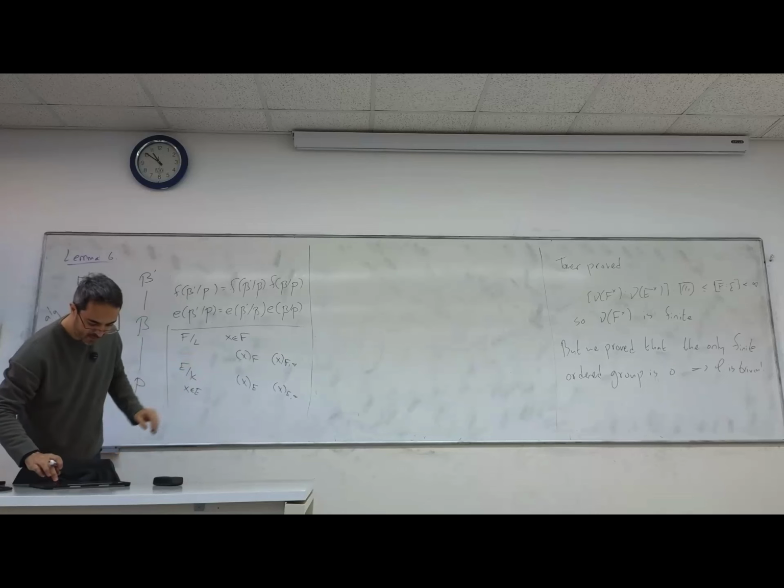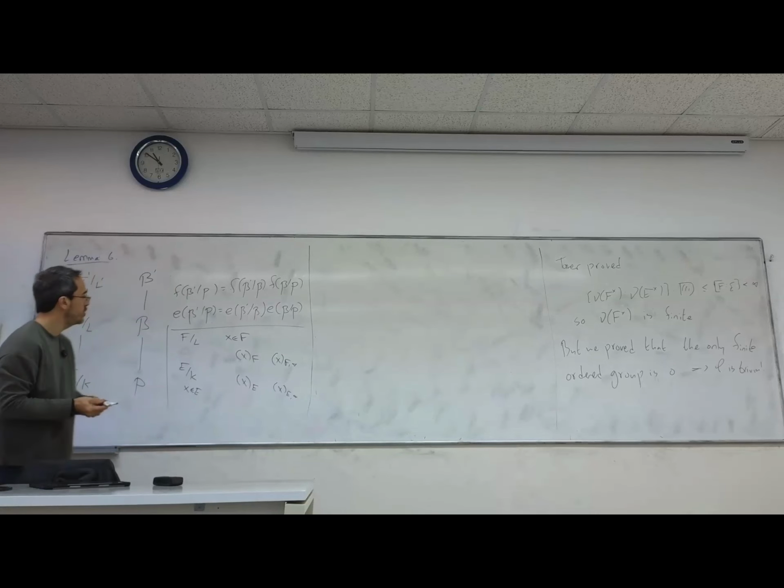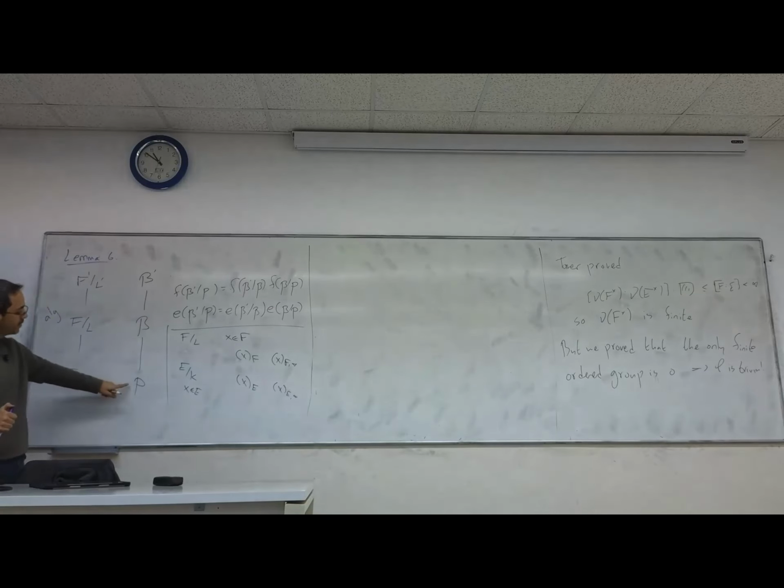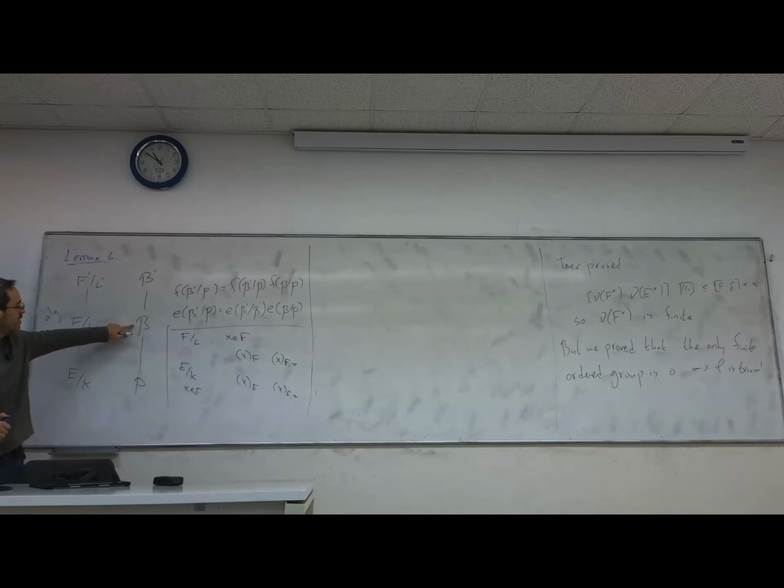We are shooting, we'll get to it after the break, we are shooting to prove something very interesting about what happens. So we said that if you have a prime divisor above, then there is a unique prime divisor below it, assuming it's algebraic. But this is not how it works.